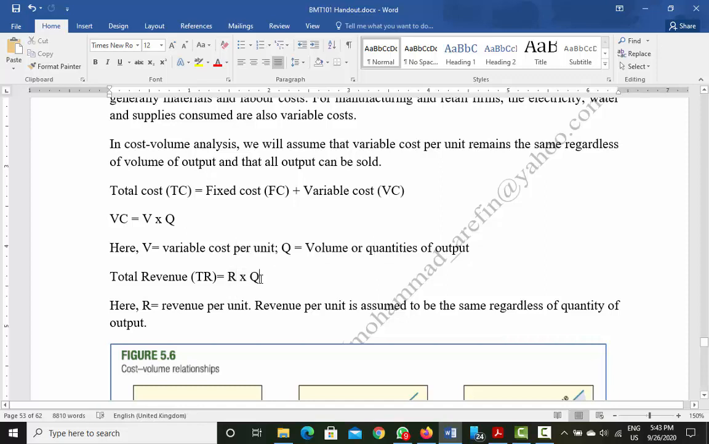And if you sell 5 kilograms of sugar, that means Q will be 5. So what will total revenue be? Total revenue will be 50 taka per kilogram multiplied by 5 kilograms. So 5 multiplied by 50, 250 will be the total revenue. So total revenue means revenue multiplied by quantity.